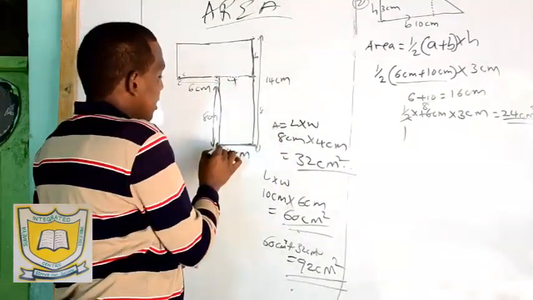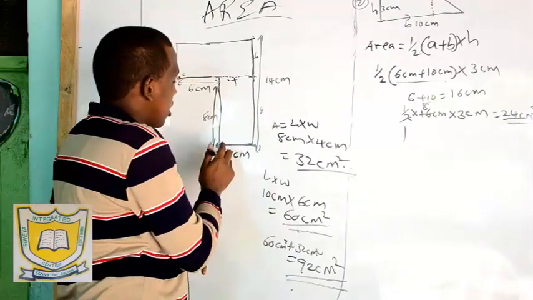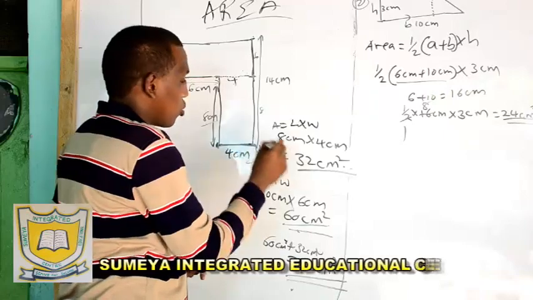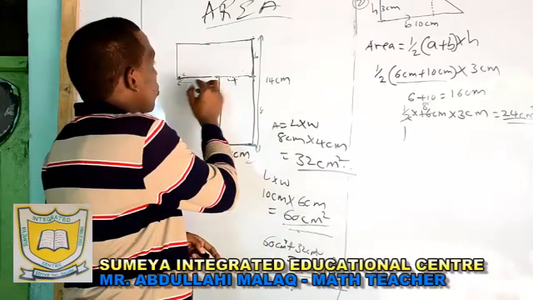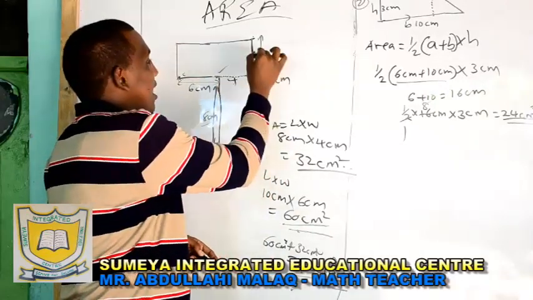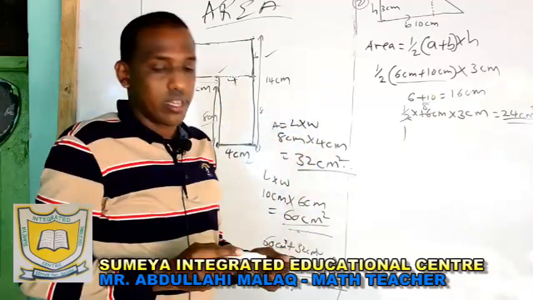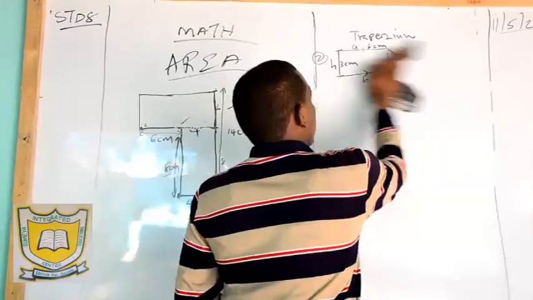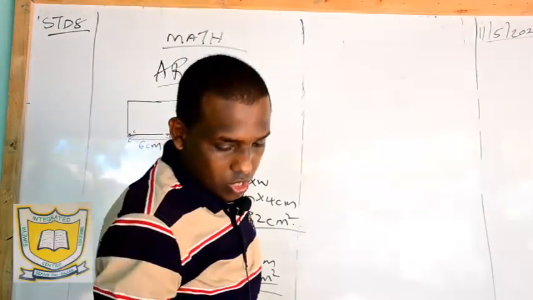So now we get the area of this figure. Length times width, 8 times 4, 32. What is remaining is this one, 10 times 6, it's 60. You add, you get the area of that figure. You get 92 centimeter squared.